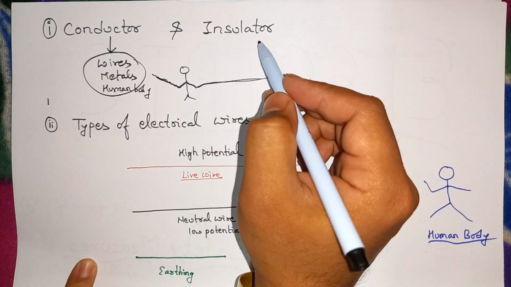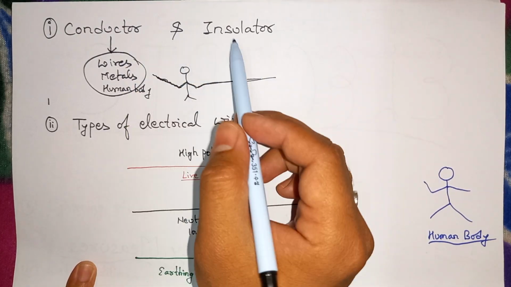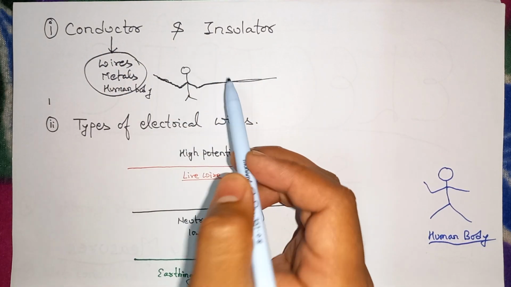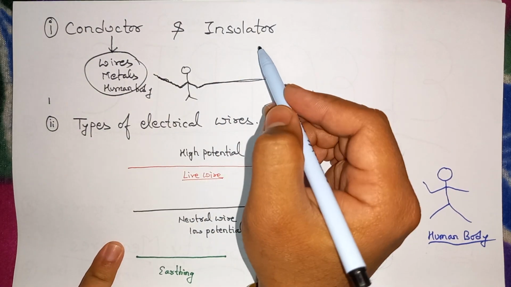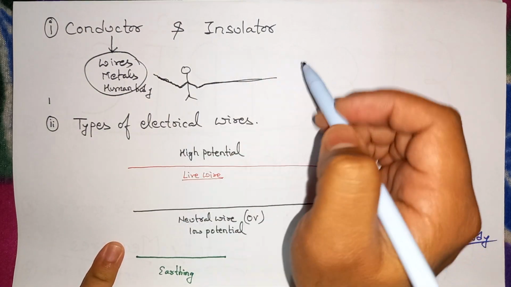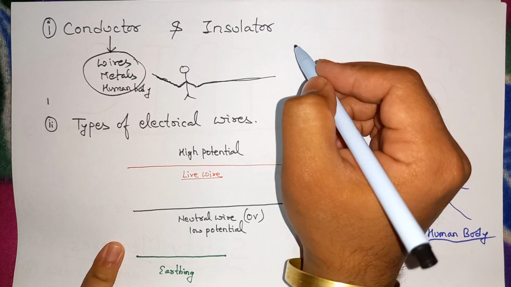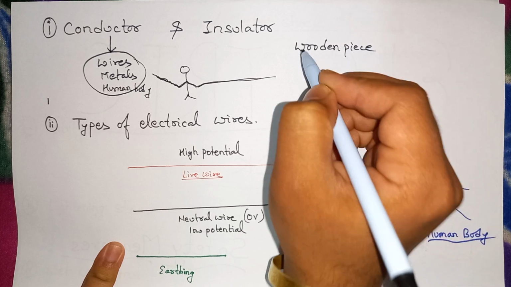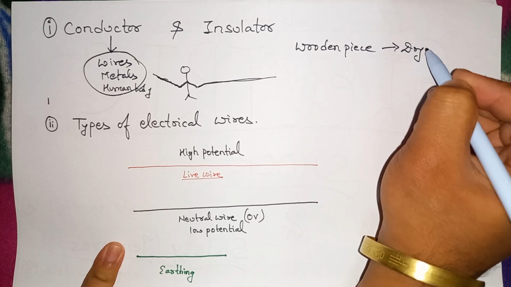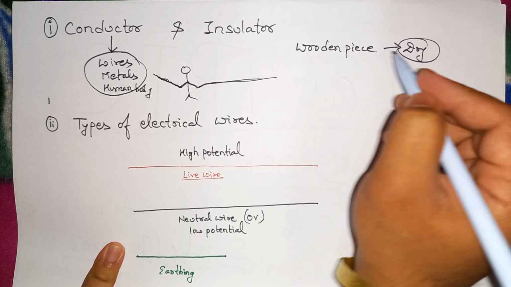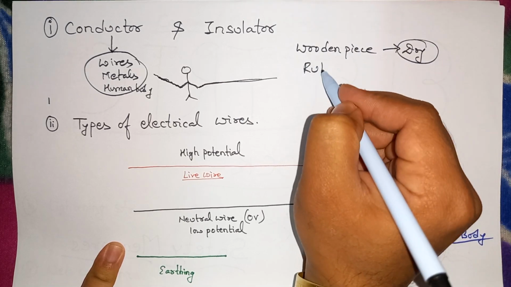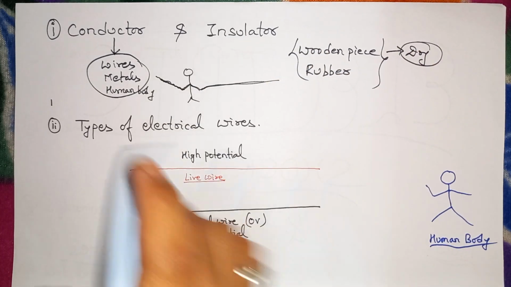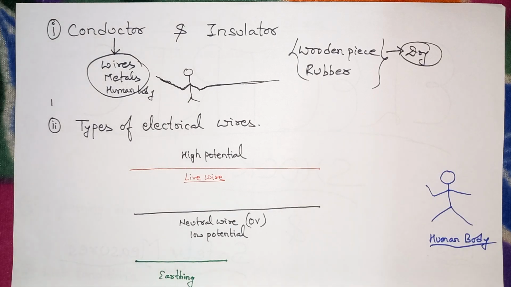So what do you mean by insulator? Conductor and insulator are opposite to each other. A conductor helps to conduct electrical current, the electrons. An insulator does not help to conduct electricity or electrons. An example of an insulator is wood, but it should be dry wood, not wet, completely dry. Another example is rubber. These are very good conductors, and these are very good insulators.